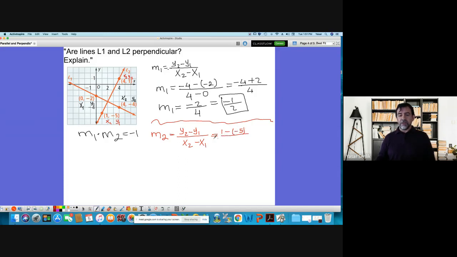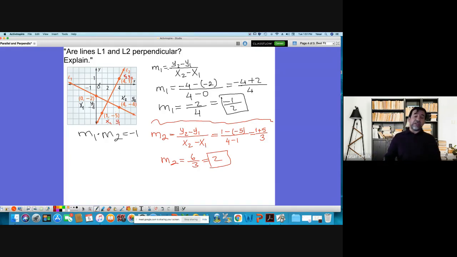Over X sub 2 is 4 minus X sub 1 is 1. Then negative times negative is going to give you positive. So we have 1 plus 5 over 4 minus 1 is going to give you 3. Then the slope of the second line is going to be equal to 1 plus 5 is 6 over 3. That is going to be equal to what? 2. The slope of the second line is equal to 2.